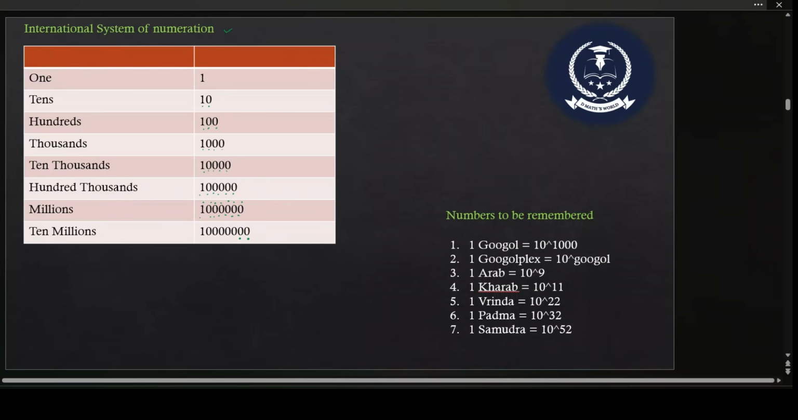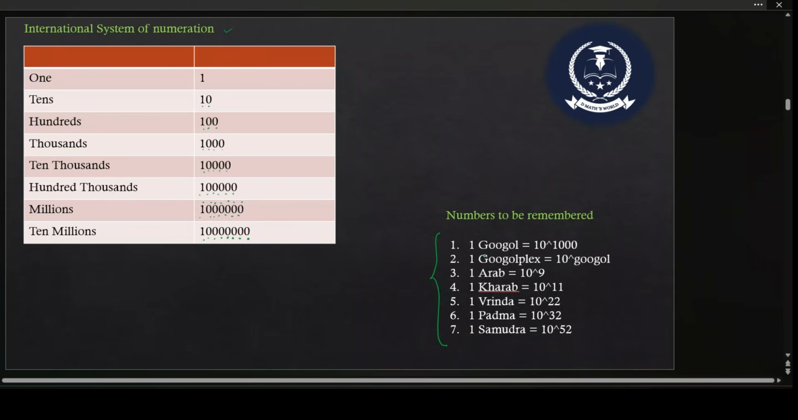So 1, 10, 100, 1,000, 10,000, 100,000, million, 10 million. So it will be 10 million. Okay. Now we are coming to some most important points because you need to remember them. I'm damn sure it will be asked in your IMO exam as well as in the IIT Foundation exam. So you learn this thing.